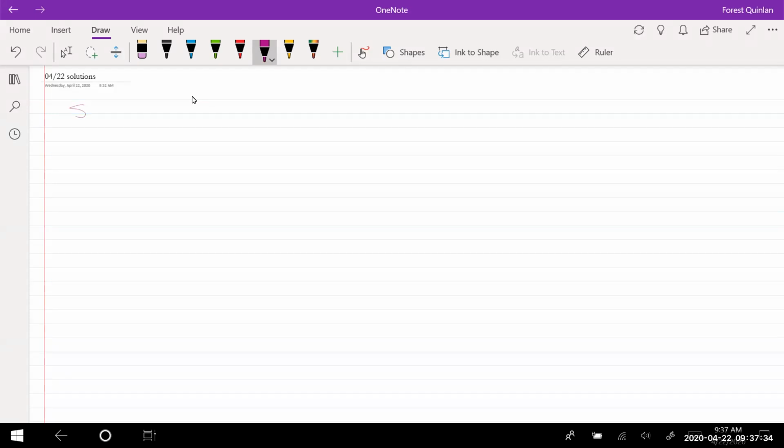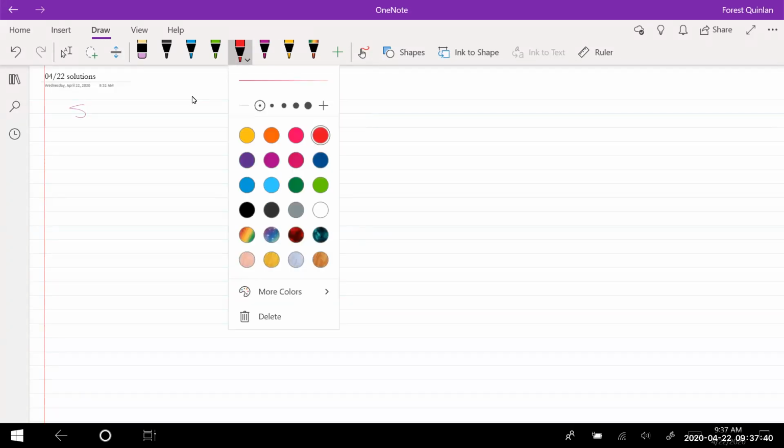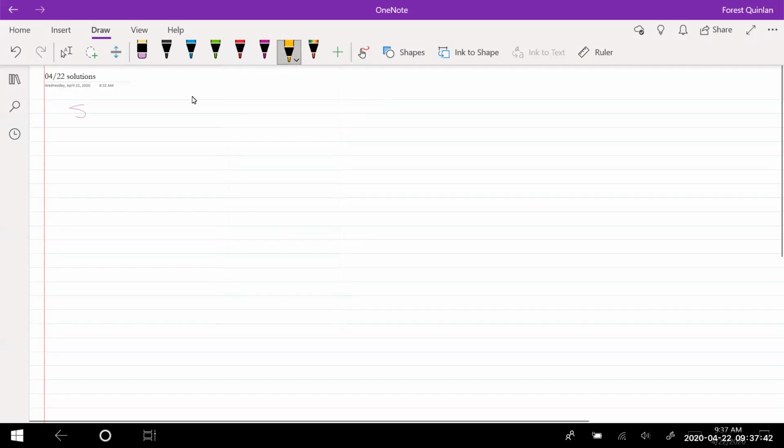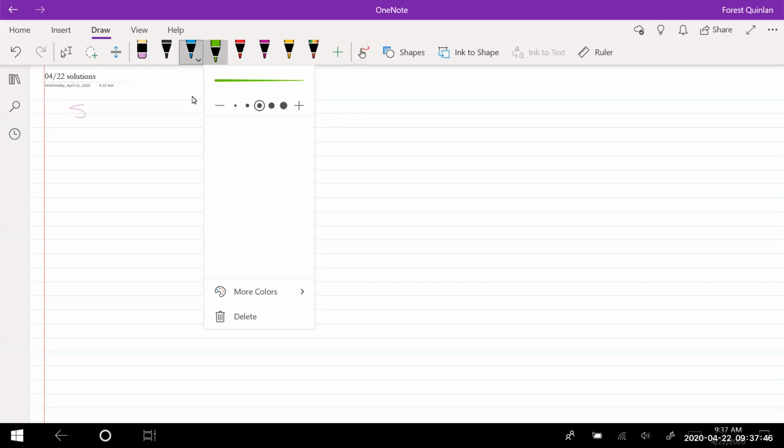Oops, I forgot I was doing office hours in a different pen. So I need to get these the right size. All right, let's try this again.